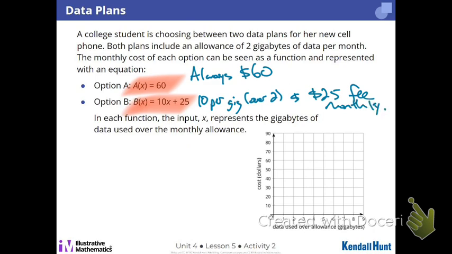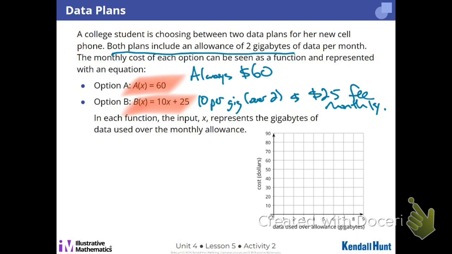So what do you mean by over? Oh, you just divided every month? No. It says right here, it has to be over 2. Oh. Both plans include an allowance of 2 gig. Okay. So this plan must be, I read that as X is the number of gigs over 2 gigs.